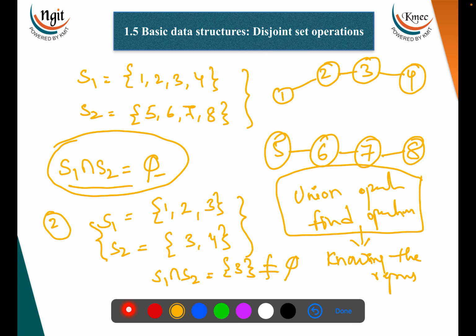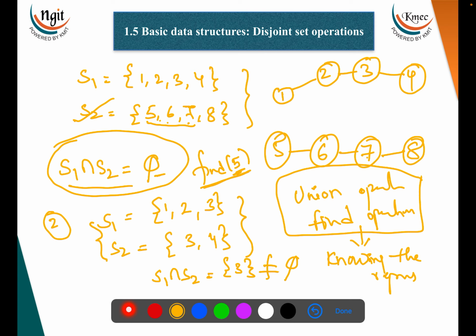That means if you want to find of 5, what do you mean by find of 5? You will know to which set it belongs. Now, with 5, 6, 7, 8, what am I going to find? The element 5. To which set does it belong? The S2 set. Find of 6, S2 set. Find of 7, S2 set. Find of 8, S2 set.